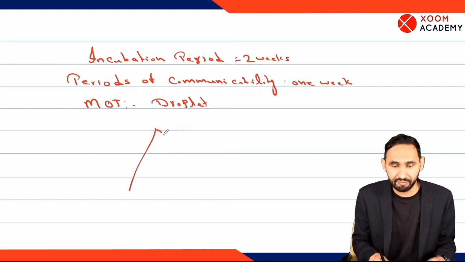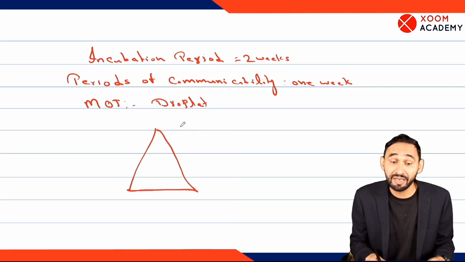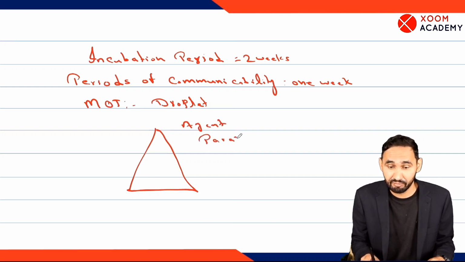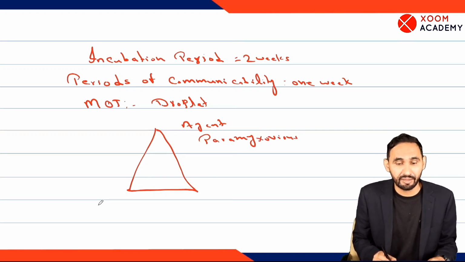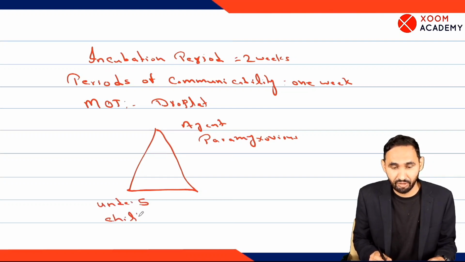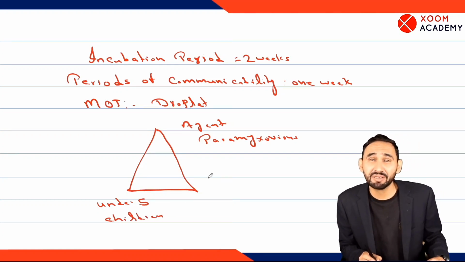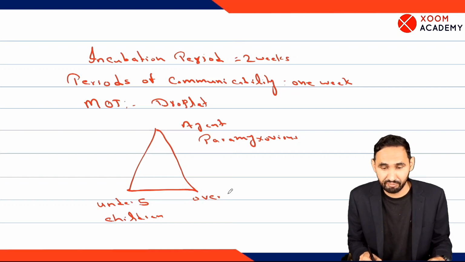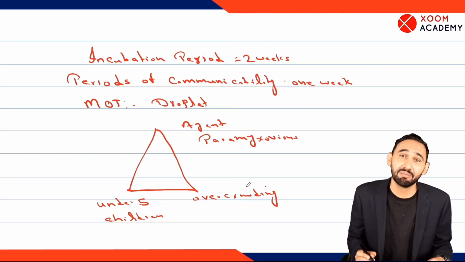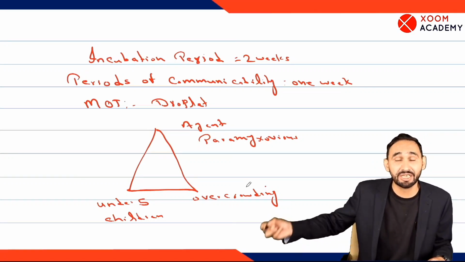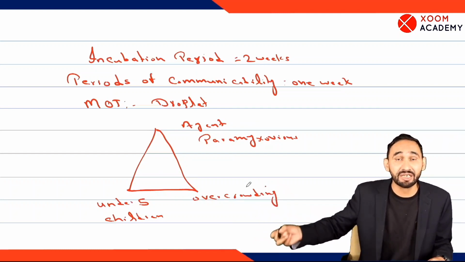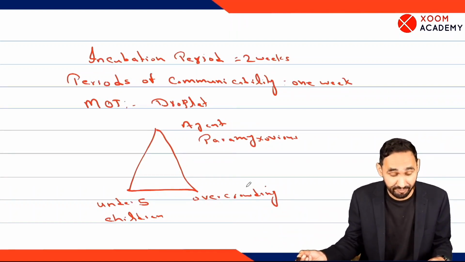What are the determinants? Measles is caused by a virus. Which virus? Paramyxovirus. And under 5 children get the disease predominantly. What is the environment of measles? Overcrowding. This is a common university question, to draw and label the epidemiological triad of measles. So you must remember the agent paramyxovirus. It is predominant in children under 5 years. Overcrowding is the main reason.